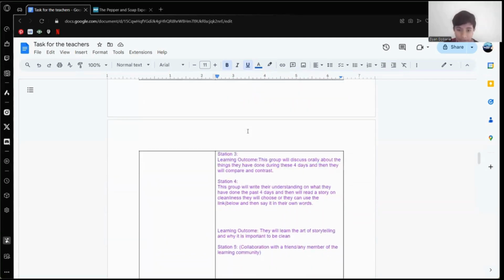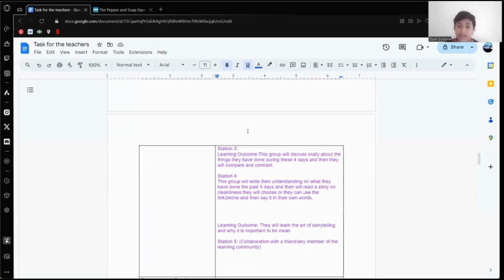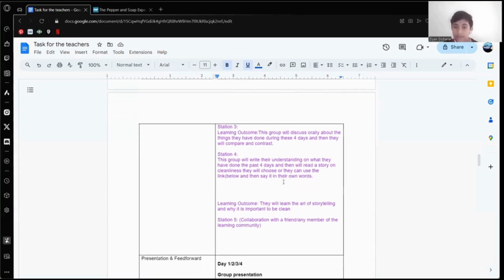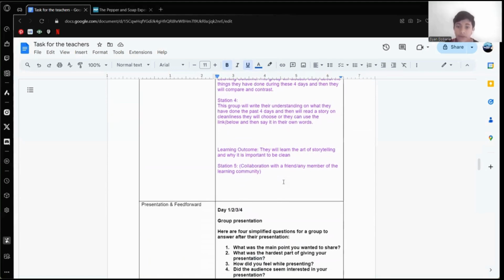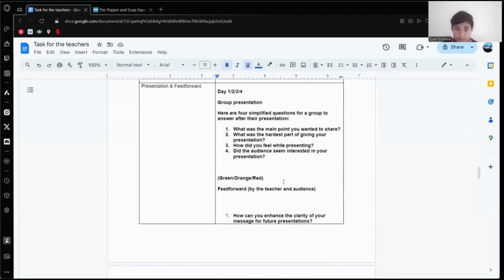and it should be related to cleanliness. Station three, the group will discuss orally the things they have done in these four days, and then they'll do a compare and contrast, and then they'll present to the classroom what they've done and the compare and contrast. In day four, they will discuss orally again, and then they will read a story about cleanliness, and they will talk about why they chose it.